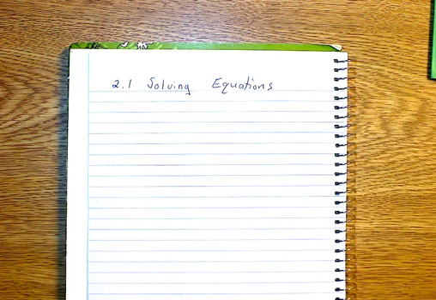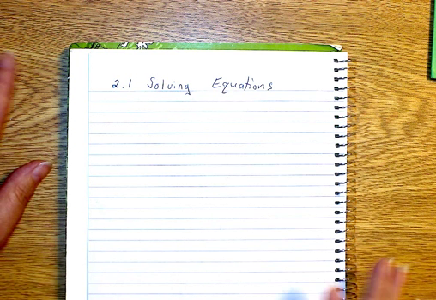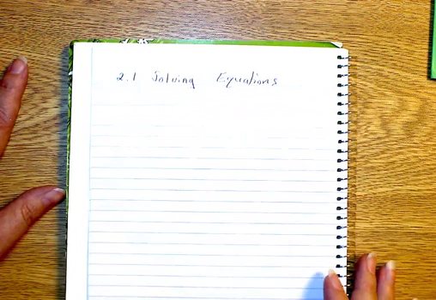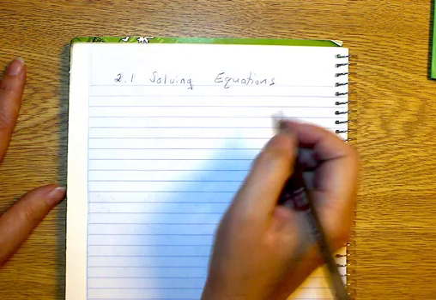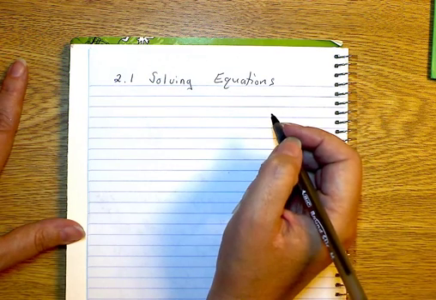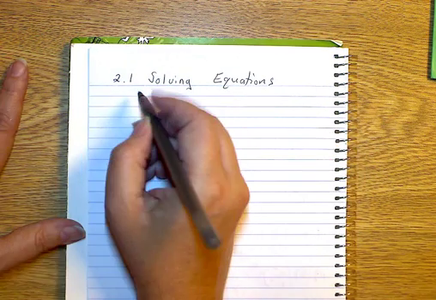So 2-1 is called solving equations. We have already solved equations, but this section will talk about solving different kinds of equations and give you tips on how to solve different types. When you solve an equation, there are 3 possibilities for solutions.